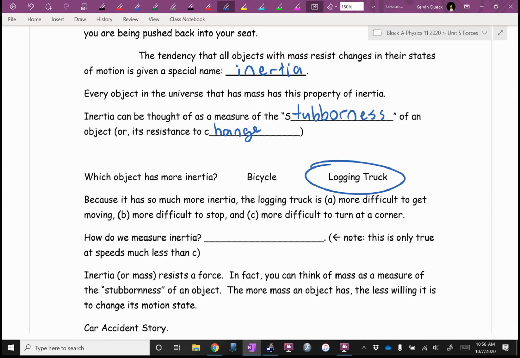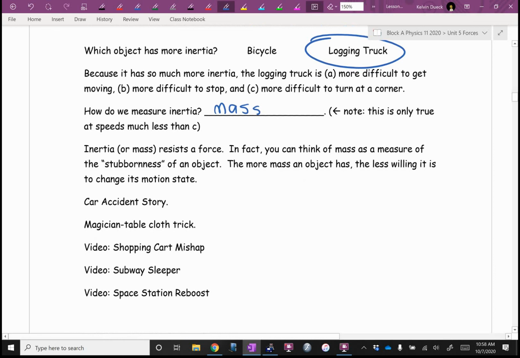How do we measure inertia? Here is something that's technically wrong, but that will be accurate as long as we're not going near the speed of light. We're going to equate inertia with mass. They're not technically the same thing, but as long as you're not going near the speed of light, sure. The more mass an object has, the more inertia it has. Inertia, or mass, resists a force. You can think of mass as a measure of the stubbornness of an object, the amount of inertia. The more mass an object has, the less willing it is to change its motion state.